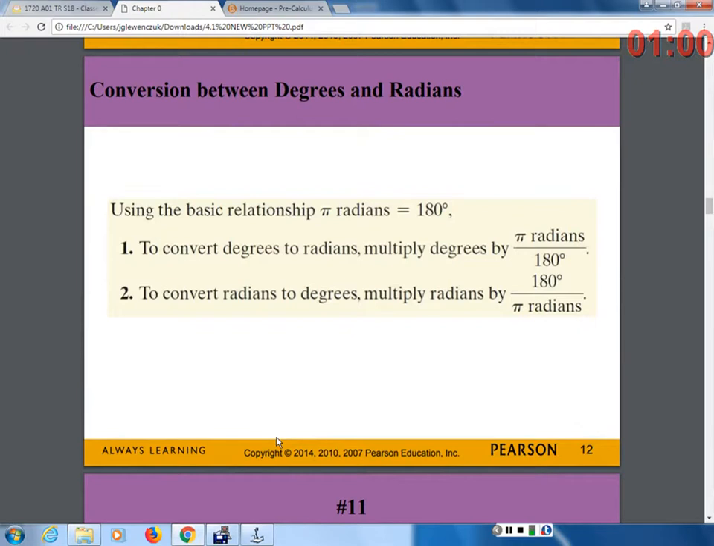I didn't need the little degree sign, because it says degrees. To convert degrees to radians, we multiply by pi radians over 180 degrees. Because they're equal, that's like multiplying by 1. When you convert radians to degrees, you multiply by 180 over pi radians. So I wrote that down.